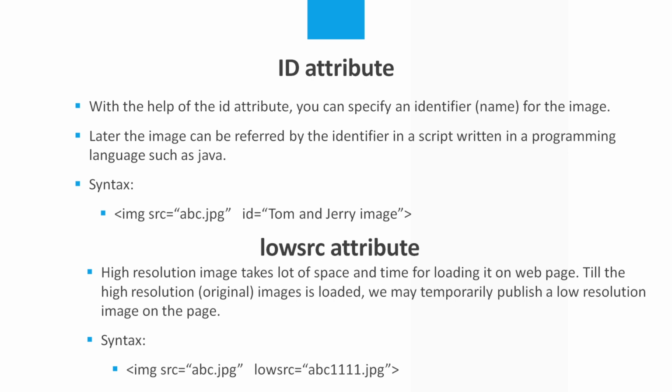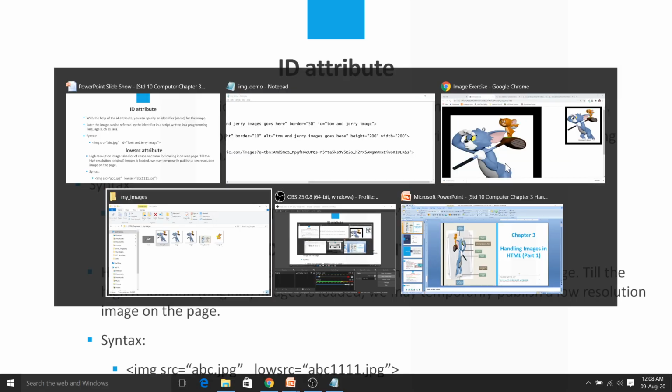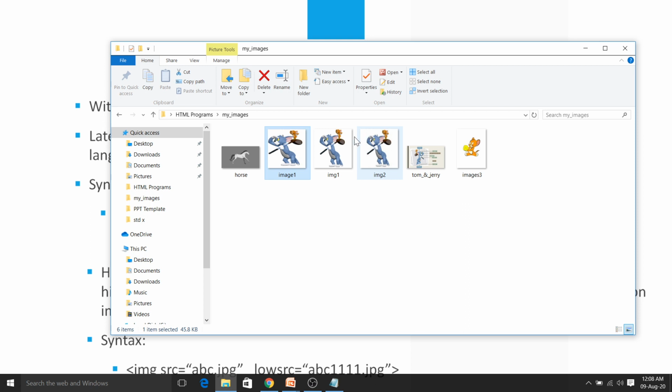You should have a low resolution image of the actual image in your local drive. If you don't have such a low resolution image, then you can use any image editing software. Here we will see an example. Here we can see the actual image size of img1 is 217 KB, and for low resolution I will use img2 that is of 4.43 KB.